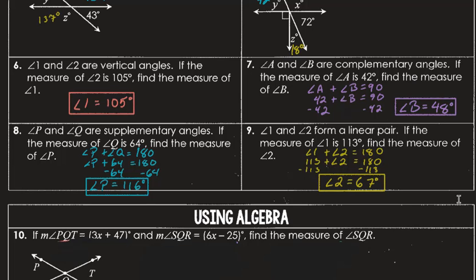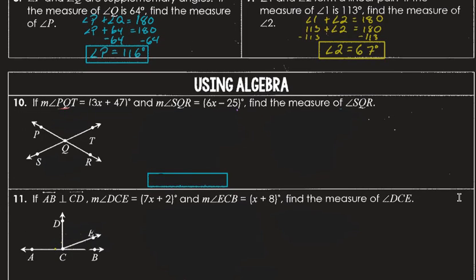Now time to use some algebra. This is where setting up those relationship statements would be so much easier. If the measure of angle PQT equals 3x plus 47, so here we have PQT. It's going to be equal to 3x plus 47. And the measure of SQR is equal to 6x minus 25. So SQR is 6x minus 25.